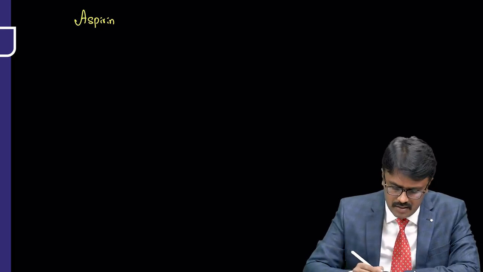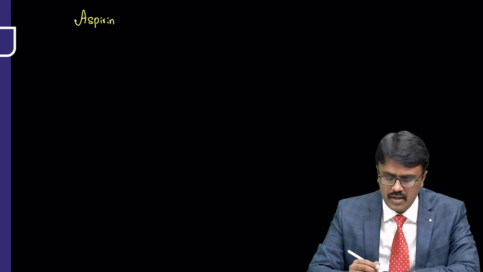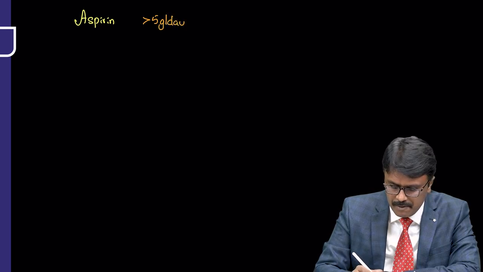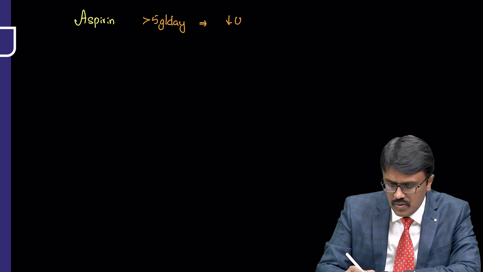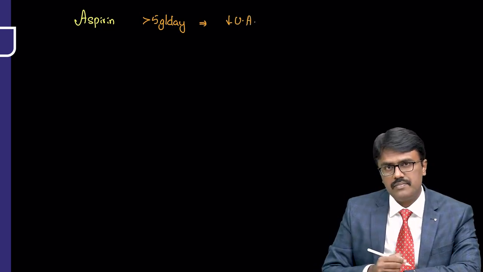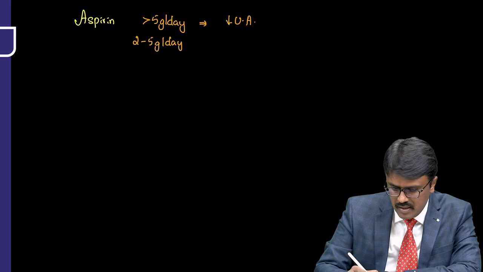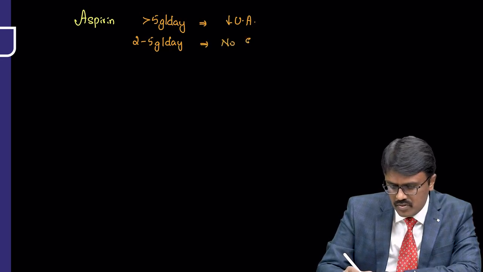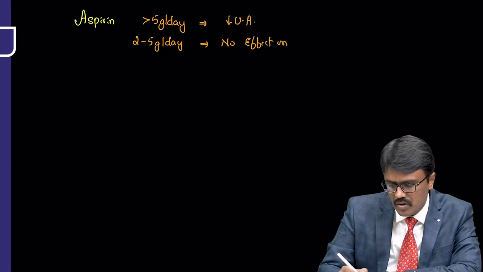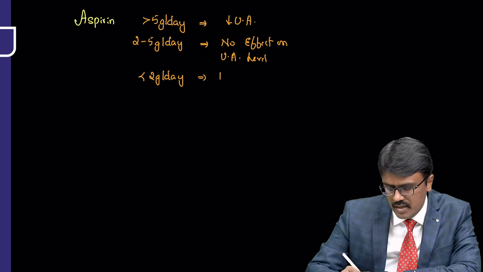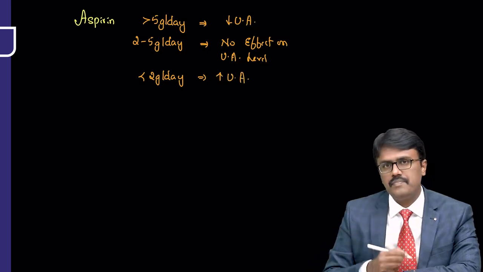Now let me write the nephron. Before I do, I will explain: if I use more than 5 grams per day of aspirin, it decreases uric acid levels. If I use it at a dose of 2 to 5 grams per day, it has shown no effect on uric acid level. If I use it at less than 2 grams per day, then it increases uric acid in the circulation.